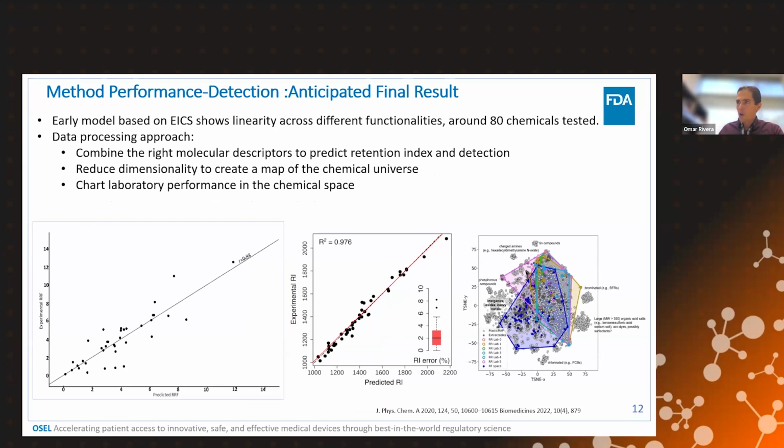Currently, as part of some of our initial results, we have taken the stepwise approach discussed in the previous slide, and we have been able to develop some early models based on the electron ionization cross-section concepts. We've been able to show some linearity across some of the different functionalities of the chemicals that we've analyzed so far. Through our modeling, we've been able to analyze at least 80 chemicals detected in our laboratory. With our simple Python modeling, along with the molecular descriptors that we've selected for this work, we have been able to work with different test and calibration sets as well.